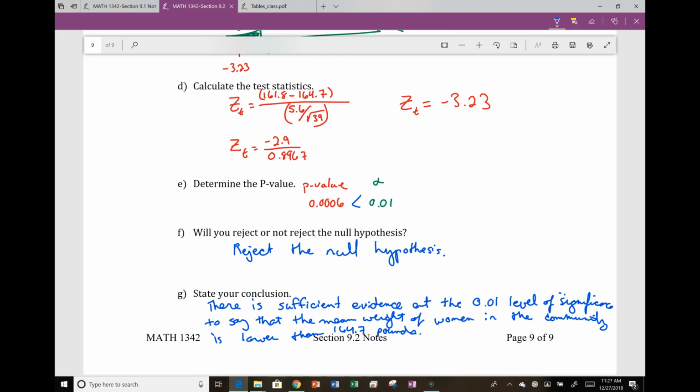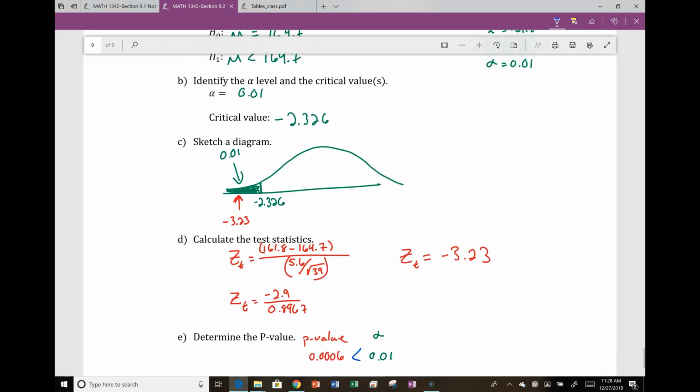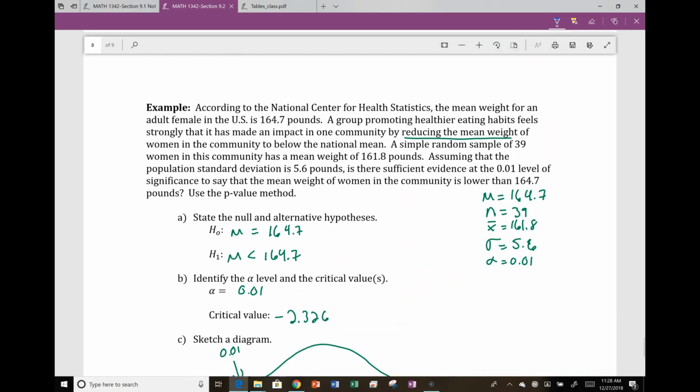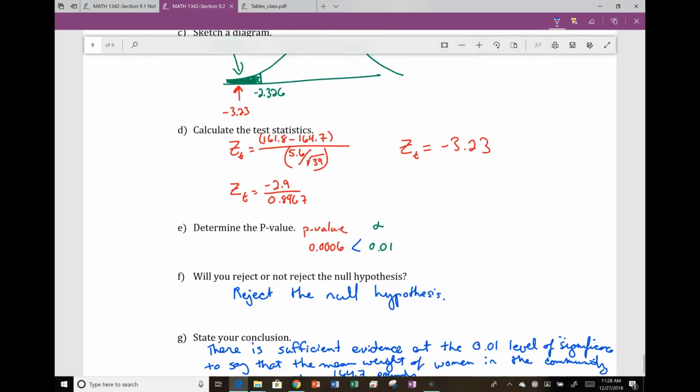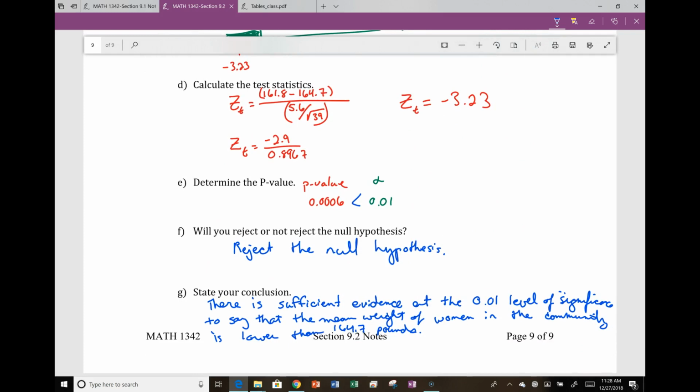And how I did that particular conclusion, I knew that there would be sufficient evidence because we did reject the null hypothesis, and I just said this right here. So I'm going to say that there is sufficient evidence or there is not sufficient evidence to say all this. Okay? So we want to practice using the critical value method and the p-value method, and then let me know if you have any questions.